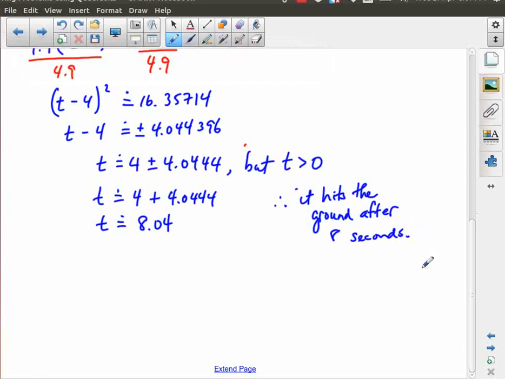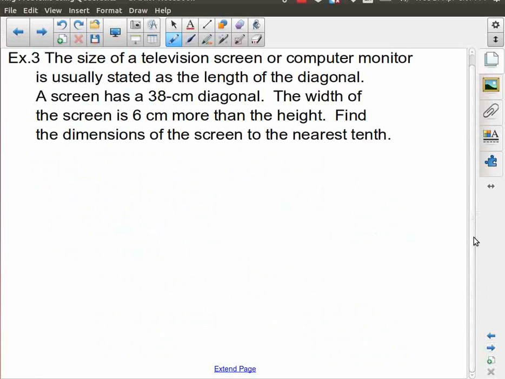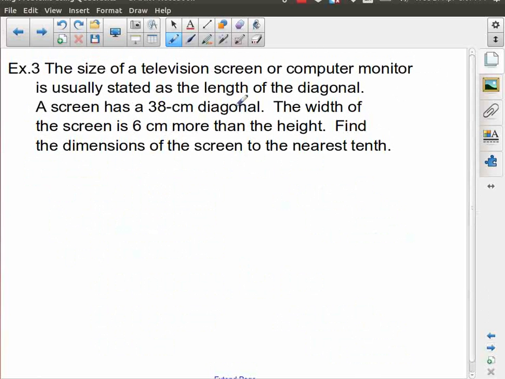Okay, and one last problem to do. I think this lesson is going a little longer, but that's the way these things go. The size of a television screen or a computer monitor is normally stated as the length of the diagonal. So a television screen or a computer monitor is usually a rectangle, and so a diagonal would be here. So this one has a 38 centimeter diagonal.